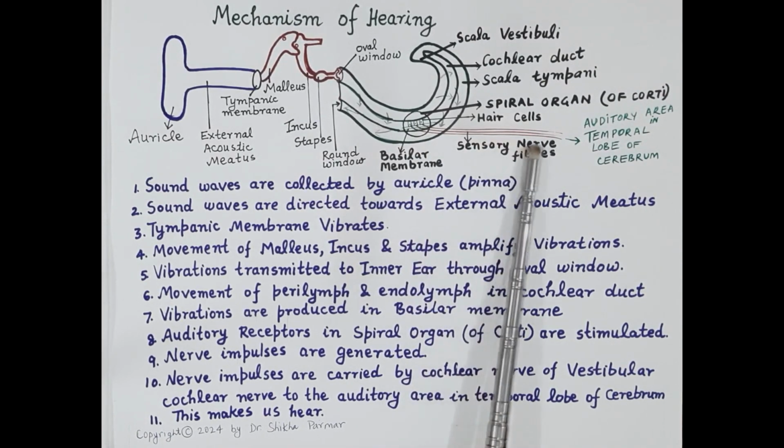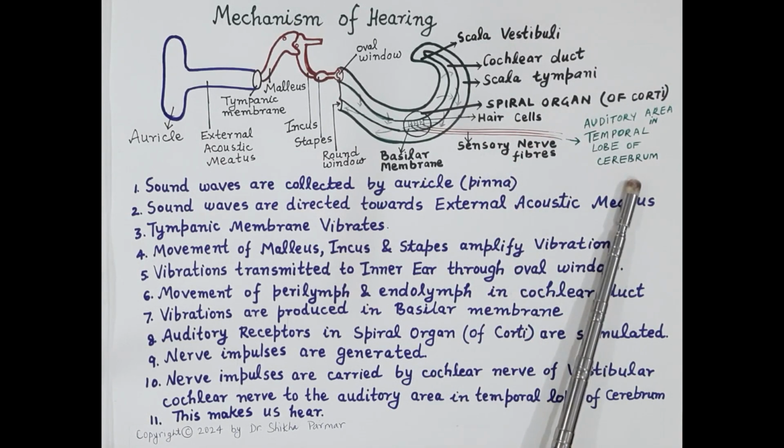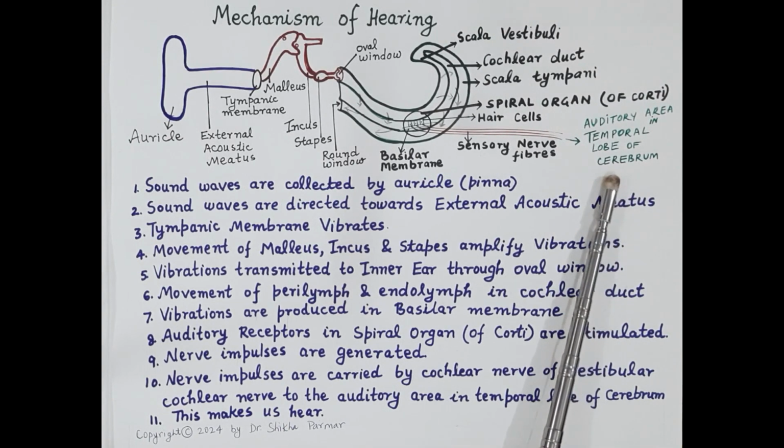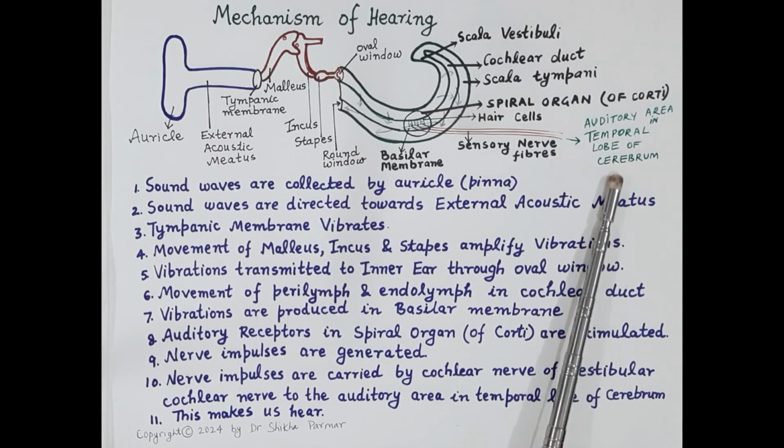And these nerve impulses are carried by the cochlear nerve, and finally they reach the auditory area of the temporal lobe of the cerebrum, where these nerve impulses are read, perceived, and analyzed, and thus we are able to hear. So this is the mechanism by which sound is finally heard. So this is all about the structure of the ear and the mechanism of hearing.